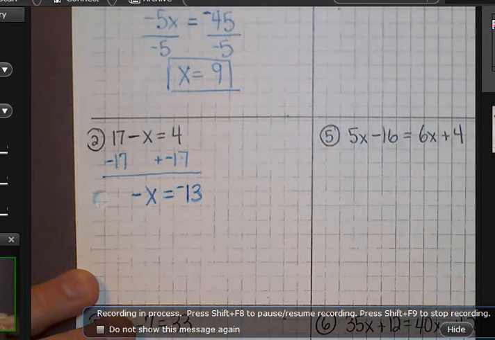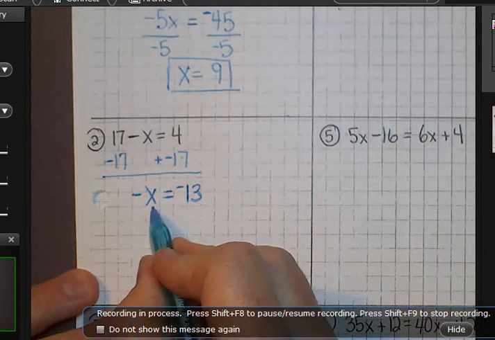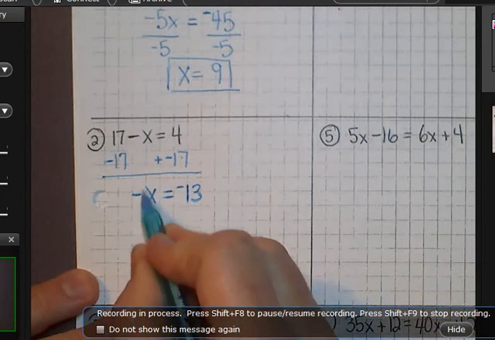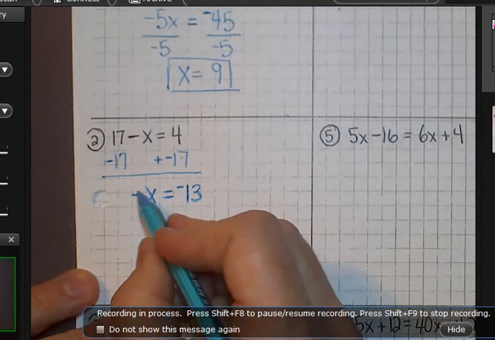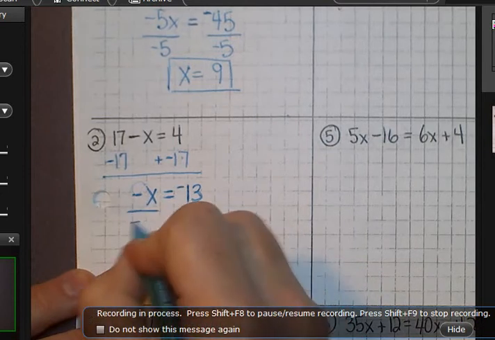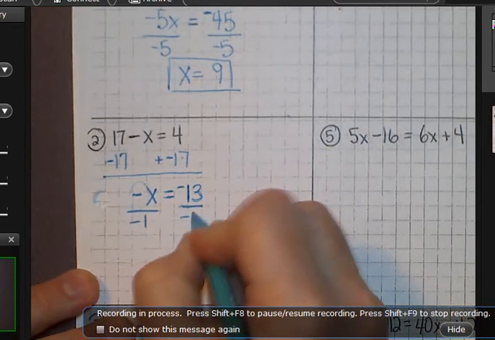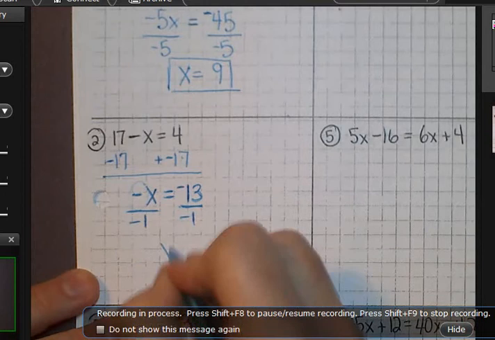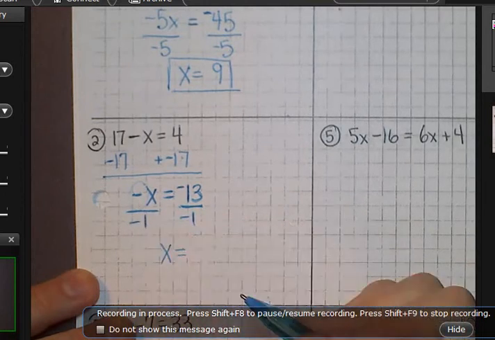Okay? And now, many of you left it like this, so we didn't know what to do with that negative. Remember, it's like a negative 1, or it's like having a negative 2, a negative 3, negative 4. You divide by that number. This is a negative 1. So I'm going to divide both sides, or multiply both sides in this case, it doesn't really matter, by that negative 1. X is equal to, because a negative divided by a negative is a positive, 13.